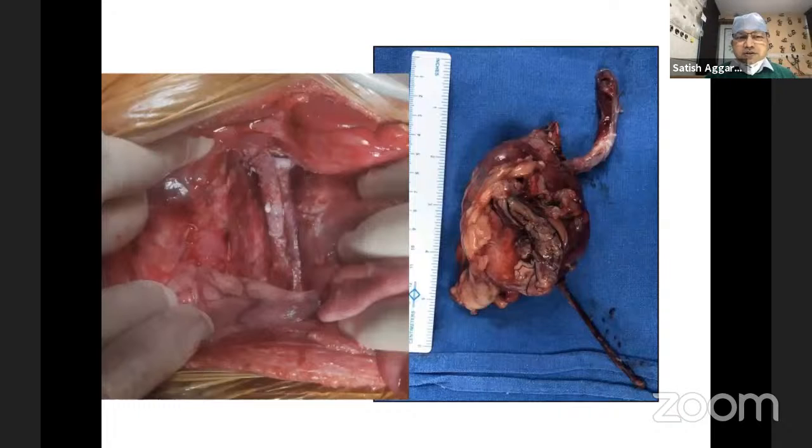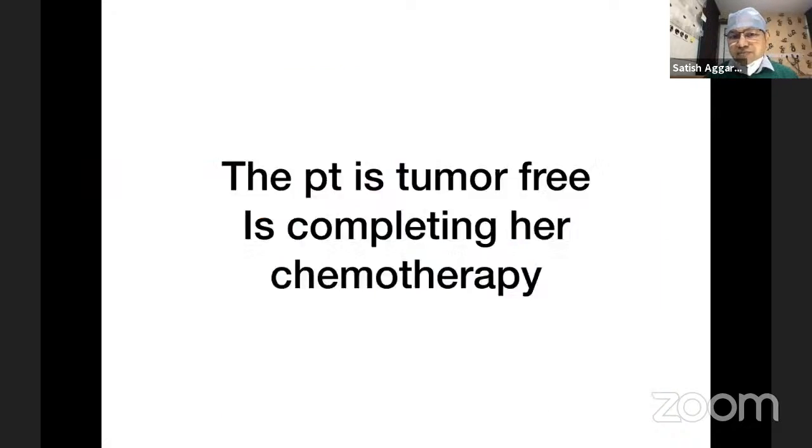And this is the tumor bed and the excised tumor. As you can see, the tail of the tumor is going along the IVC into the right atrium. So this was a complete excision, and you can see the tumor bed. Both the aorta as well as the IVC are exposed, and the entire tumor is now removed. And this patient is now tumor-free and is completing her chemotherapy.